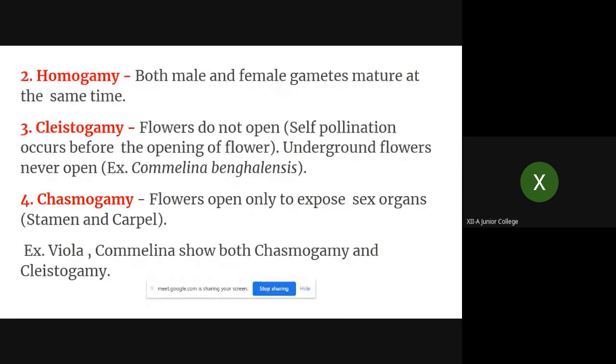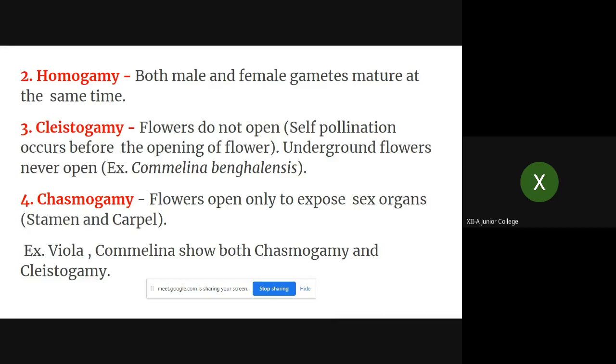Now the third is what? Cleistogamy. Cleistogamy means these flowers do not open before self-pollination. Self-pollination first takes place, and then they open, or they never open. Generally this is the case in underground flowers like Commelina bengalensis, also called the Bengal day flower. This flower never opens, because it grows under the ground. That's why it doesn't open.